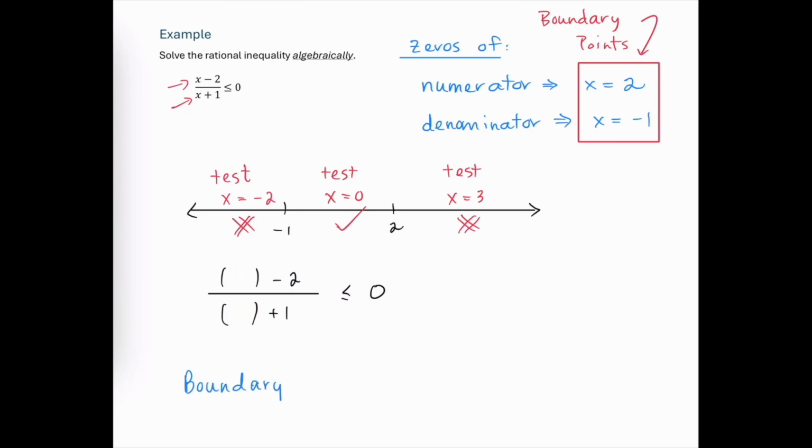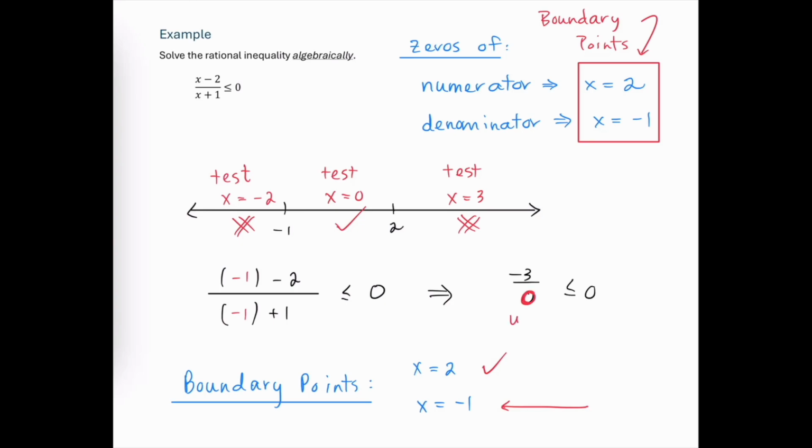Now we also have to test the boundary points themselves, and again those boundary point values were x is equal to 2 and x is equal to -1. So when we test x is equal to 2, we put 2 into both of those x values, which yields 0 in the top, 3 in the bottom, and 0 divided by 3 is 0. And since 0 is equal to 0, this boundary point is going to be part of the solution. Now we'll test x is equal to -1. -1 goes in for both of these x values, which yields -1 minus 2 in the numerator is -3, -1 plus 1 in the denominator is 0, but anything divided by 0 is undefined.